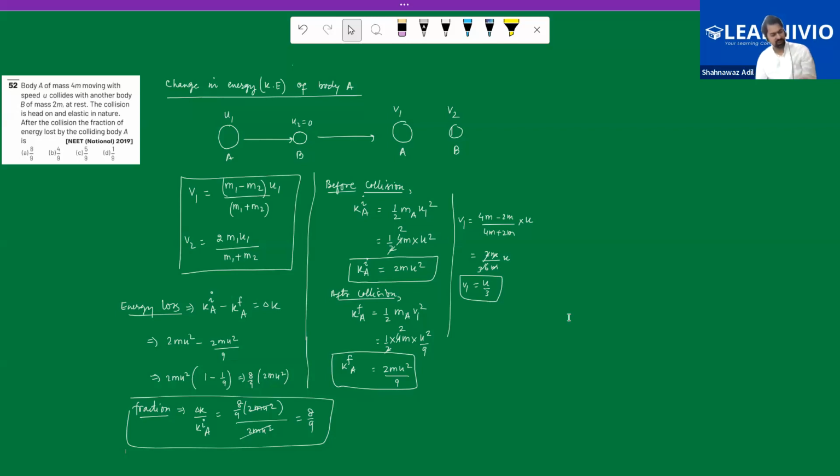Whenever you have noted, just remember in this question, we know that this is an elastic collision. And in elastic collision, the kinetic energy is conserved. But we are only talking about energy lost by A, object A. So then we can talk about change in kinetic energy. Otherwise, the total kinetic energy would remain constant, right? So the change would be zero because the collision is elastic.